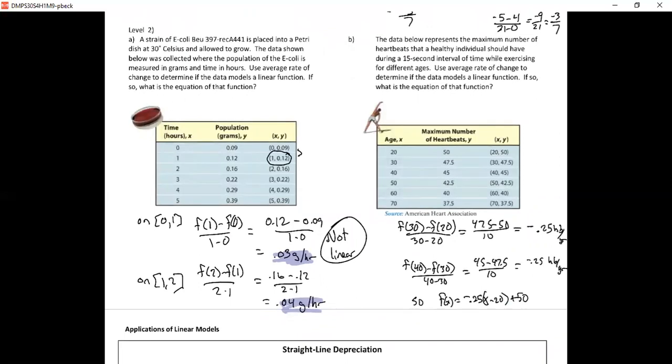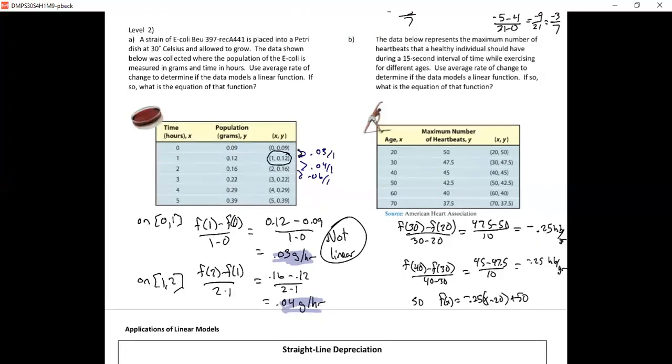We want to know if the E. coli population of E. coli in a petri dish grows in a linear way. And the way that we would do that is we would see if we have an increase that's a constant rate of change. As we look at these, this is an increase of 0.03 divided by 1 hour. This increase is 0.04 divided by 1 hour. This increase is 0.06 divided by 1 hour.